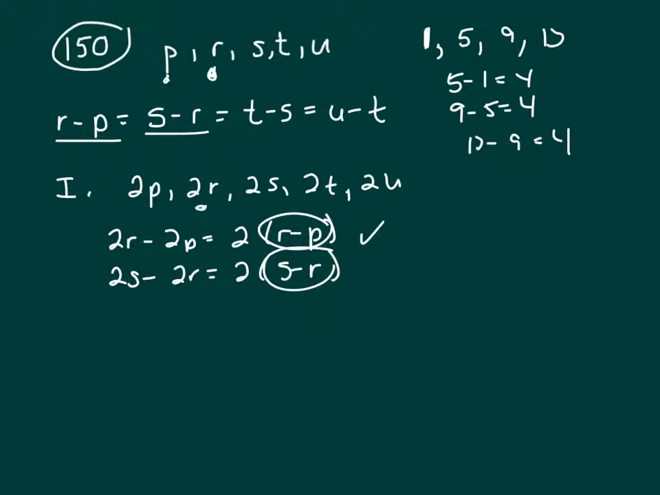Roman numeral 2 says you subtracted 3 from each one of these. So if you subtract 3 from each one, of course your differences will all be the same. So 2 is going to work too, but I could write it out.